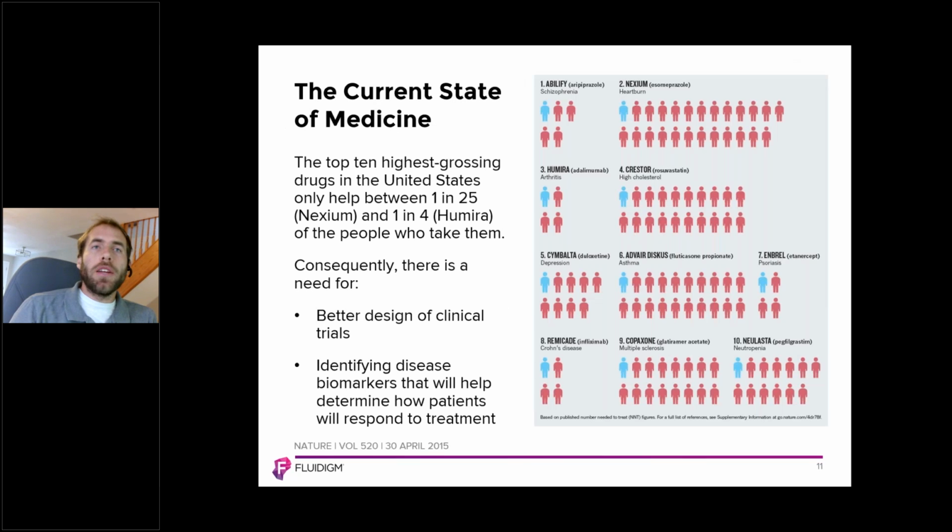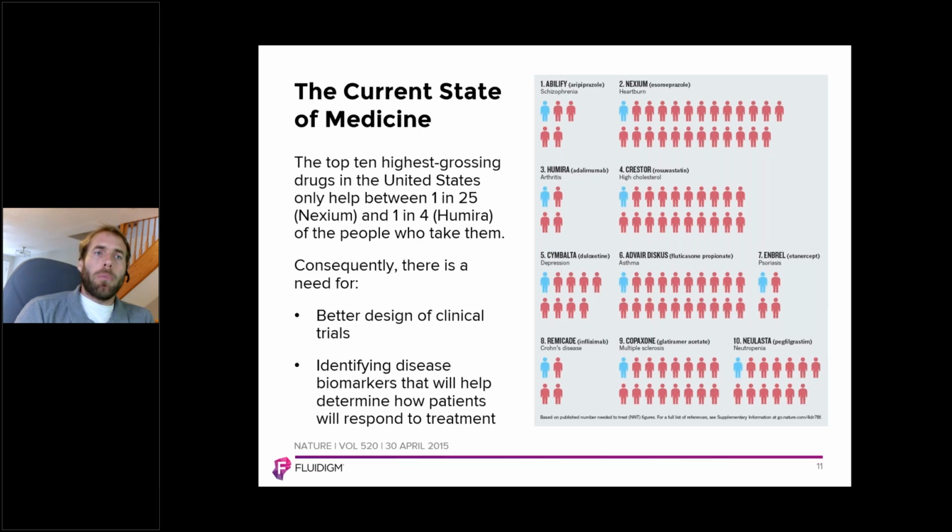So why do you need these 37 markers? Why are people expanding their panels and wanting to use high parameters? The story I like to tell is that it's needed to further the human condition and improve our medicine, right? The current state of medicine: the top 10 highest grossing drugs in the United States, for example, only help between 1 in 25 and 1 in 4 of the people who take them.